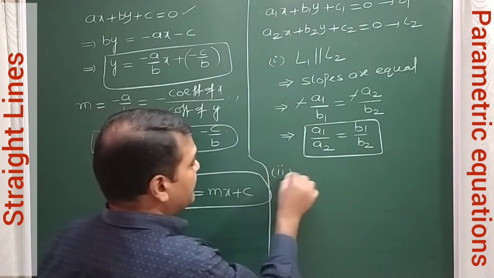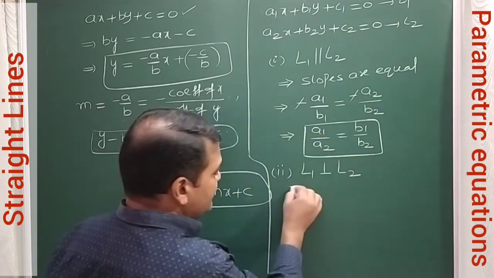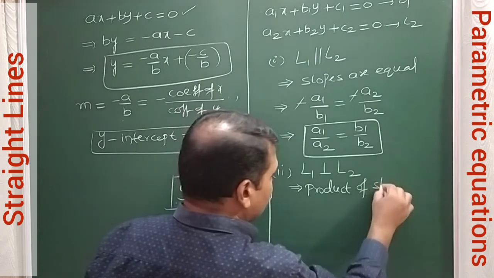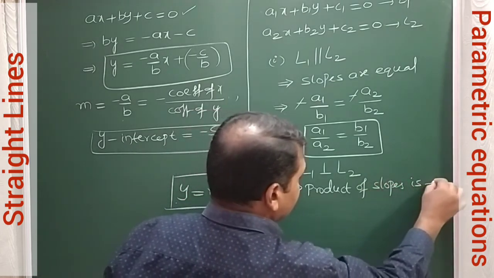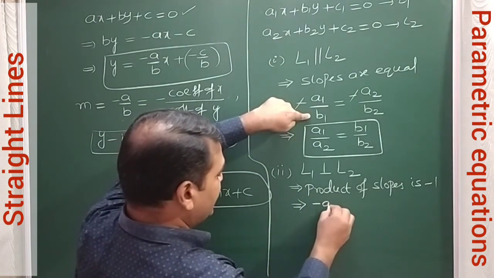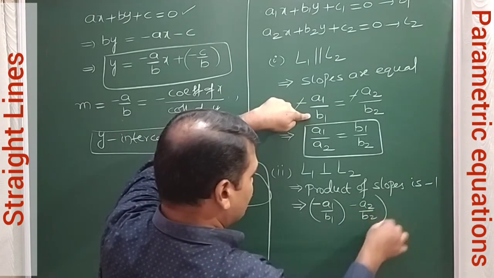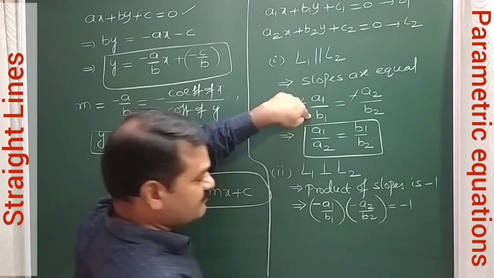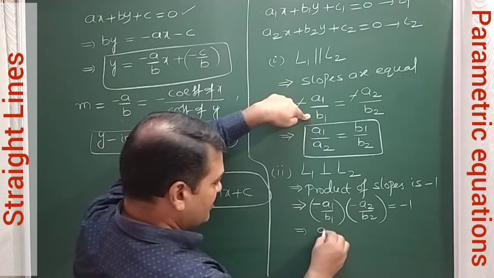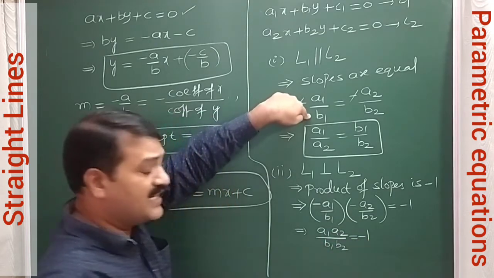Similarly, what happens if the lines are perpendicular to each other? When the lines are perpendicular to each other, already we have discussed that the product of slopes will be equal to minus 1. So the slope of the first line we have written here, minus a1 by b1, and the slope of the second line, minus a2 by b2. The product of the slopes must be minus 1. So in the LHS, minus into minus becomes plus. So therefore you will get a1 a2 by b1 b2 is equal to minus 1.